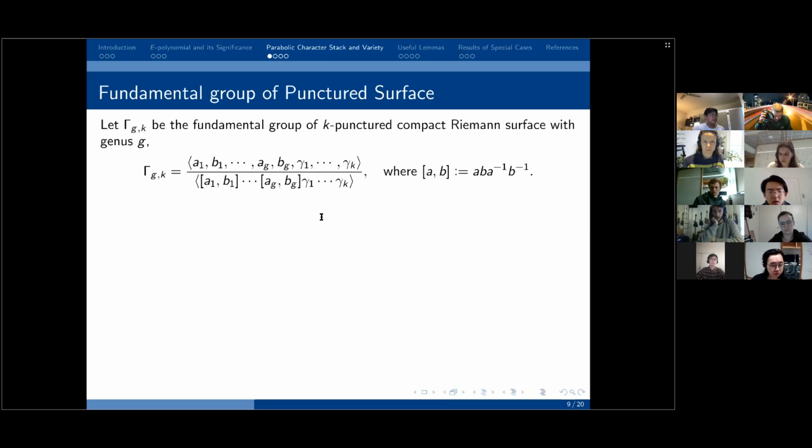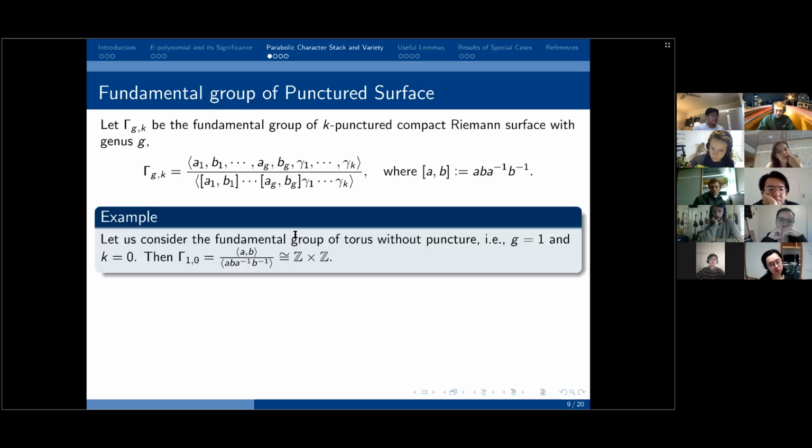And to define such objects, we need the fundamental group of a k-punctured compact Riemann surface, whose genus is g. I call this fundamental group Gamma_{g,k}, and Gamma_{g,k} is presented like this. And note that the generators from gamma_1 to gamma_k are derived from going around the circle of each puncture. So there are k more elements than without punctures.